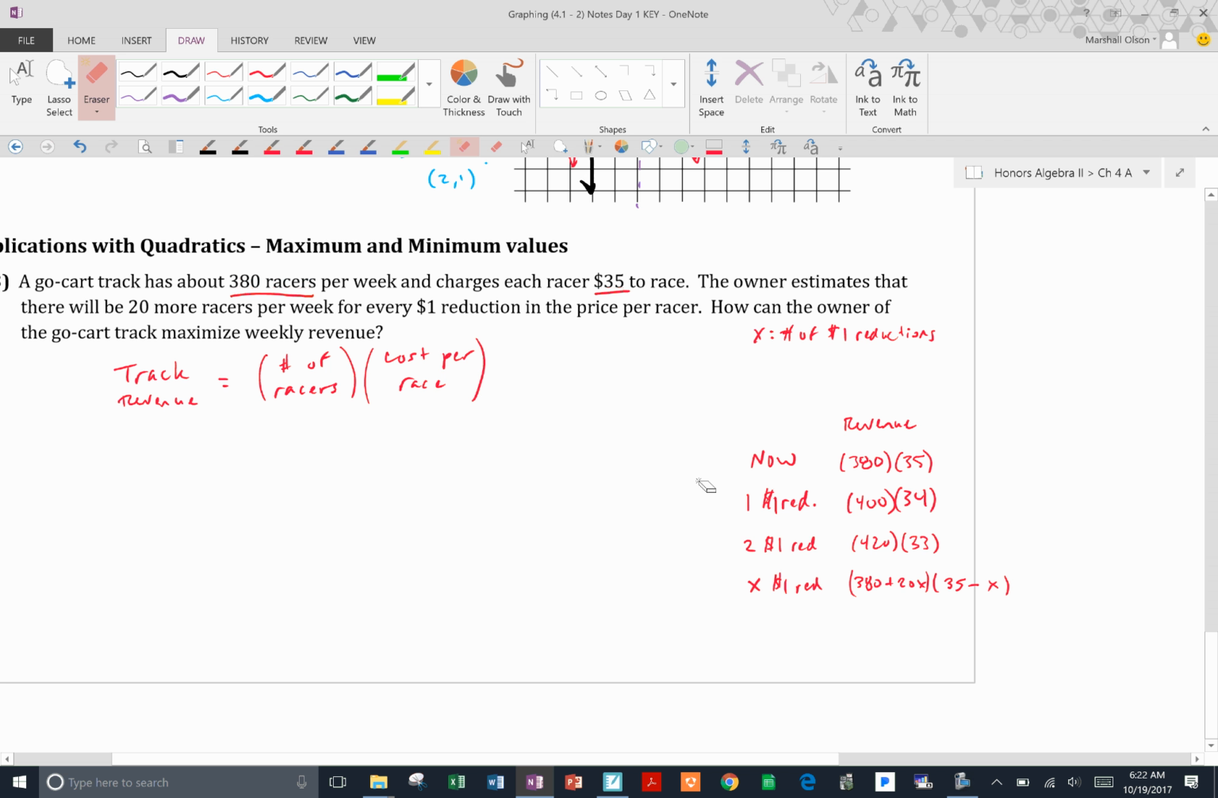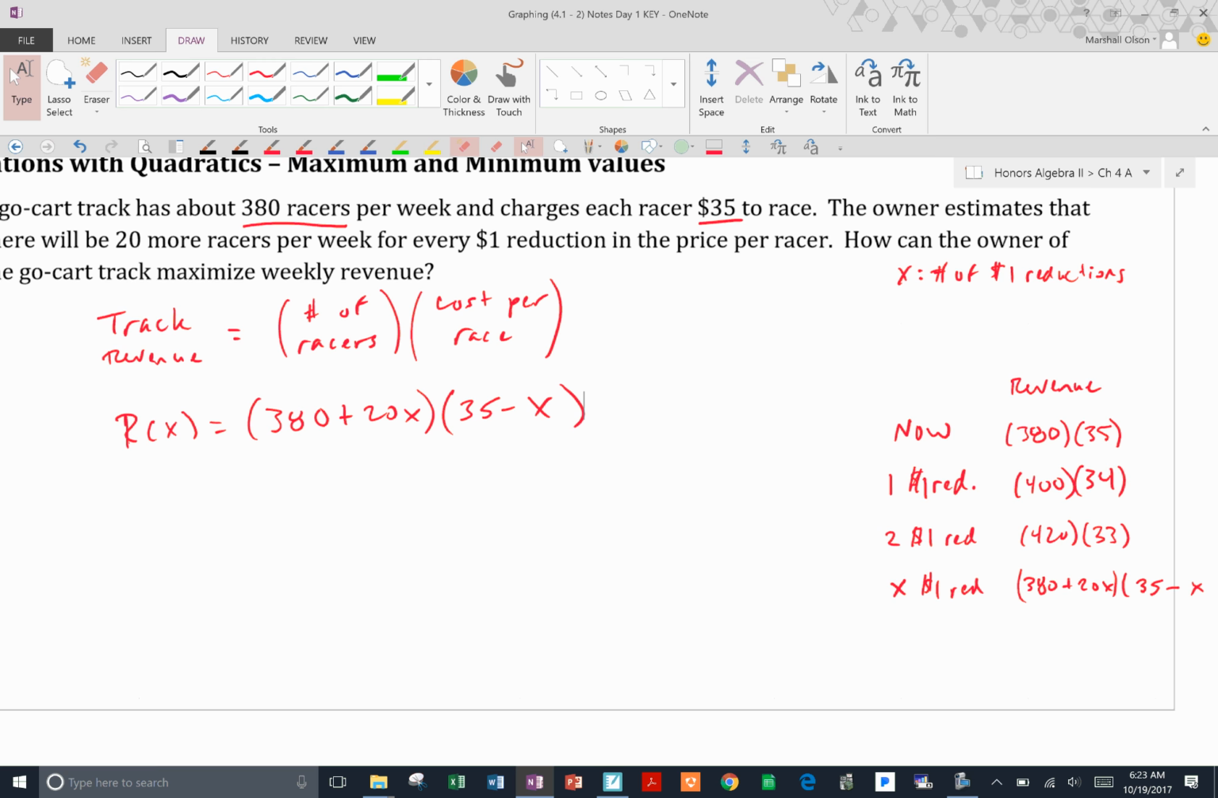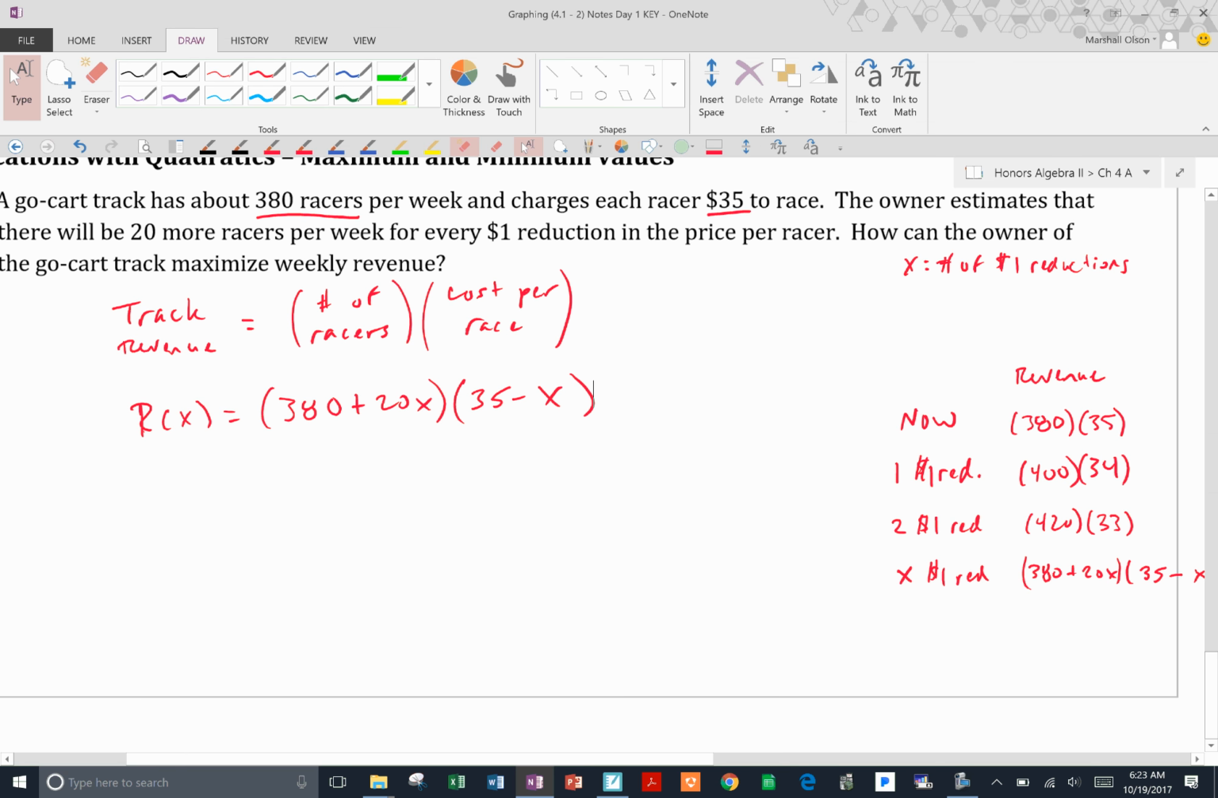So that was a way to set up the problem using a few scenarios to help us figure out what X should represent. So let's come up with an equation for revenue. Revenue then is going to equal 380 plus 20X times 35 minus X. Now we want to come up with the maximum value. So let's put this in standard form by FOILing this out here.